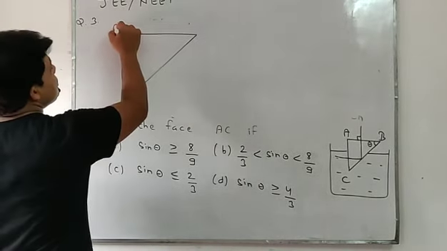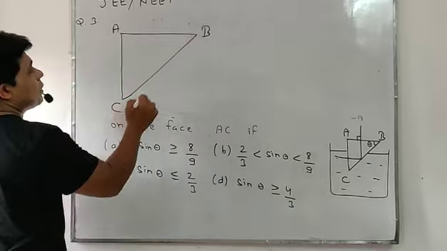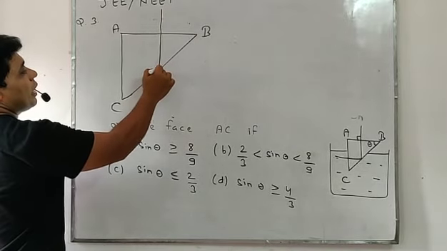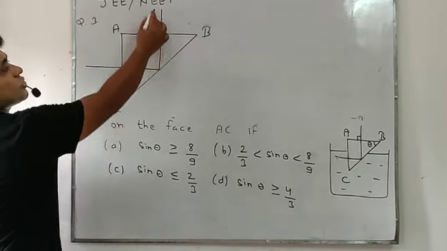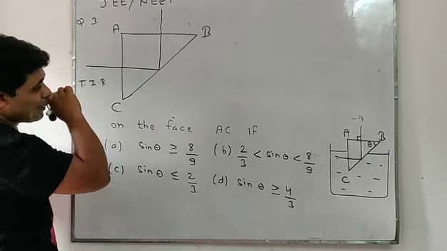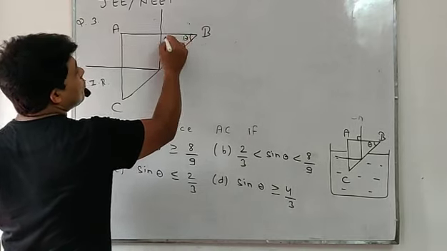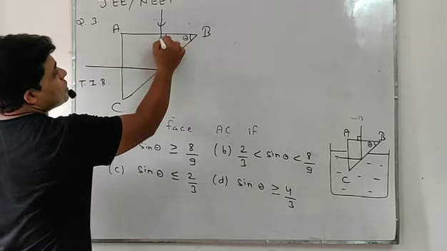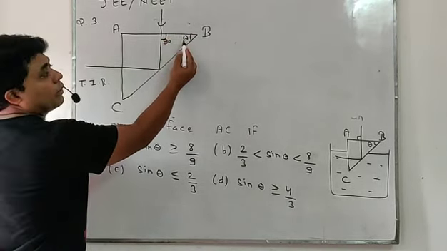This is the face A, B and C. A light ray is incident and it suffers TIR, total internal reflection. This angle we are given as theta. Light is coming normal, so this is 90. This is theta 90.